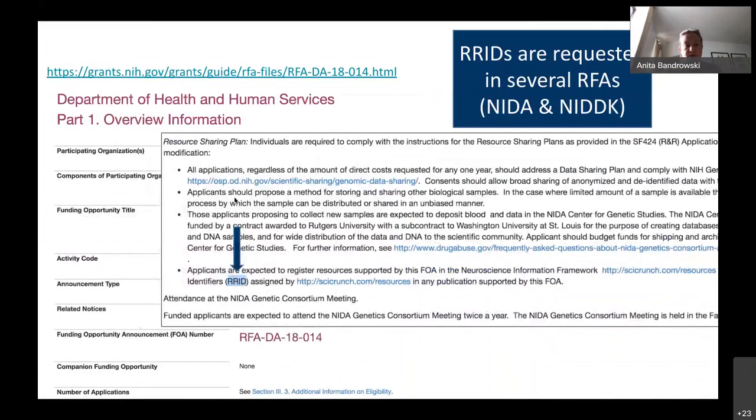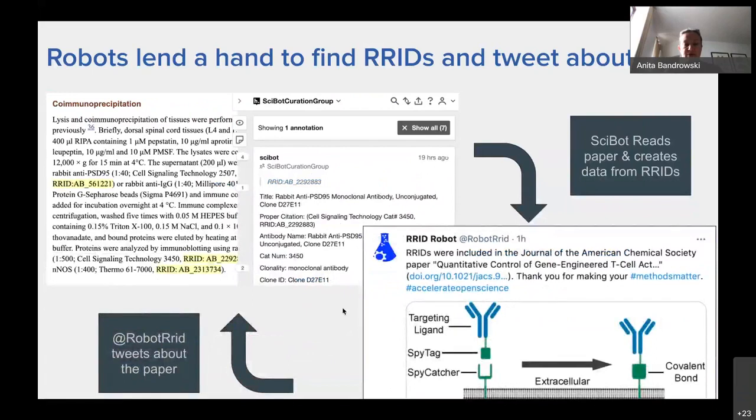A few grants have RRIDs specifically listed as, if they're expecting to create research resources, they are expected to actually register those resources to get the RRIDs. So that is expected in several grants. And as I've mentioned before, we have some nice robots that actually help us out.